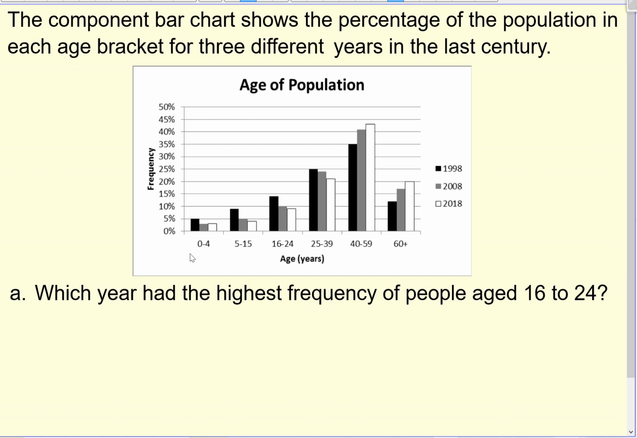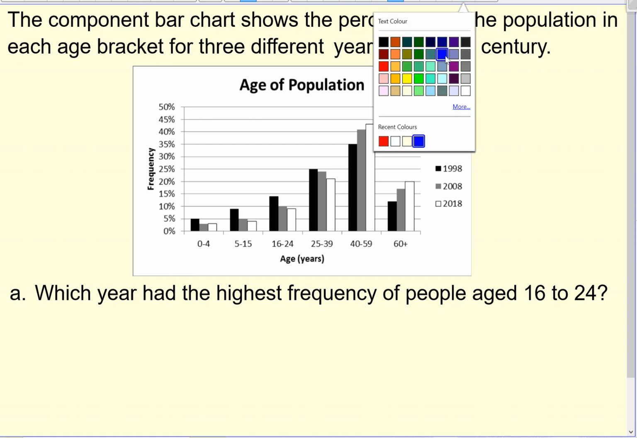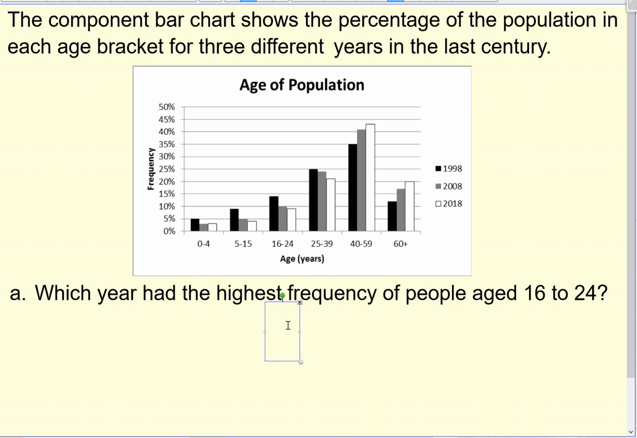So this bar chart specifically shows the percentage of the population in each age bracket for 3 different years in the last century. And there's going to be a couple of questions which are about reading it, and then there'll be a question which is more about analyzing, well, what does this bar chart tell us? So question A says, which year had the highest frequency of people aged 16 to 24. So we're looking at the 16 to 24 age bracket.